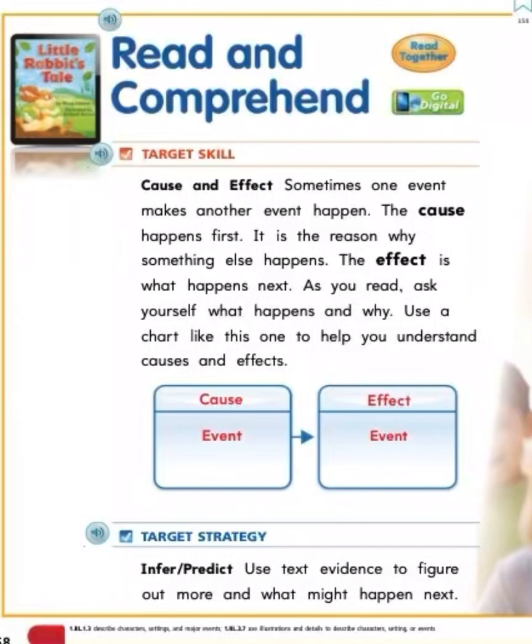Read and comprehend. Cause and effect. Sometimes one event makes another event happen. The cause happens first. It is the reason why something else happens. The effect is what happens next. As you read, ask yourself what happens and why. Use a chart like this one to help you understand causes and effects.